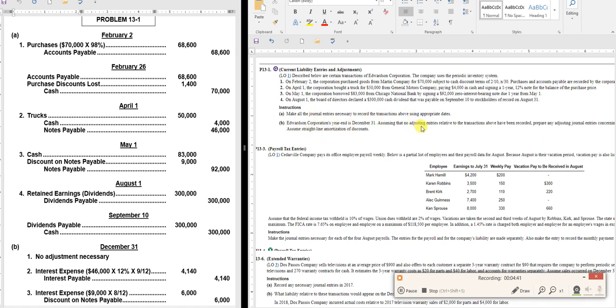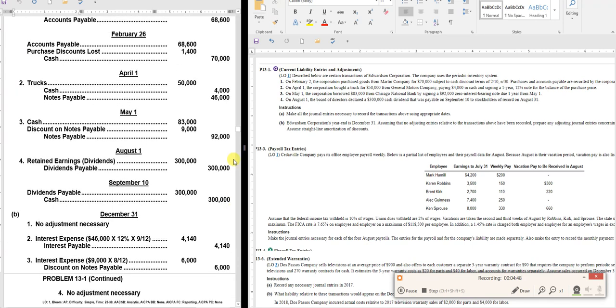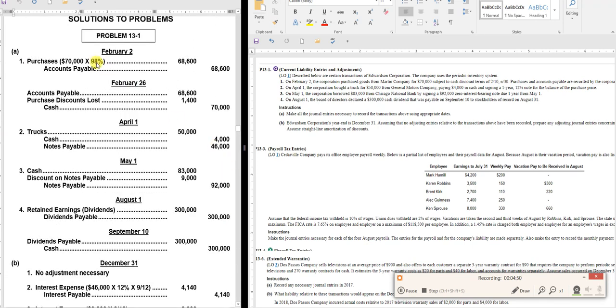Now I'm going to, no adjusting entries. Let me read that. Okay. So those are the journal entries, and now they want the adjusting entries. So the first entry was the purchases and accounts payable. There's no adjusting entry needed.